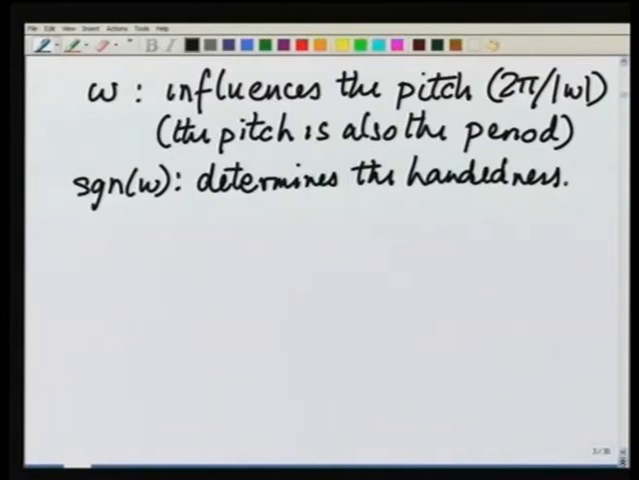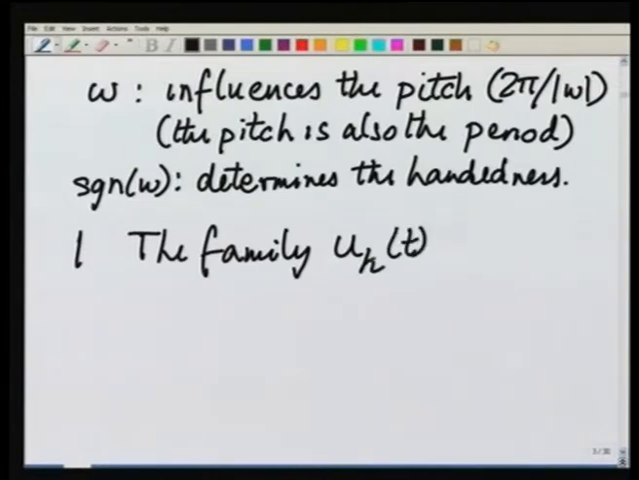So, this completes our study of the complex exponential. The general complex exponential is completed here, and this also completes our study of the two kinds of frequently used functions that we concerned ourselves with. The first was the family u k of t, and the second was the family e to the s t.